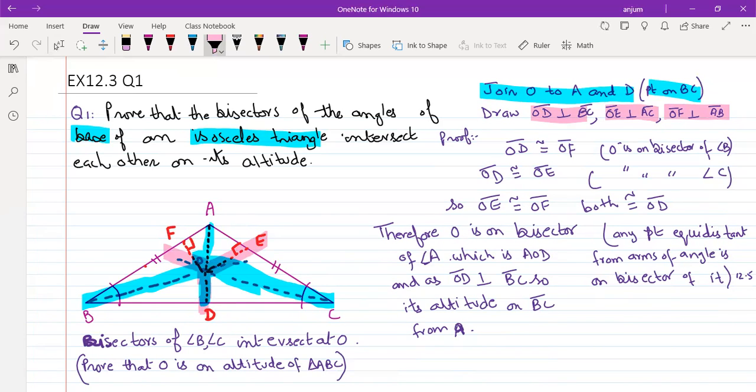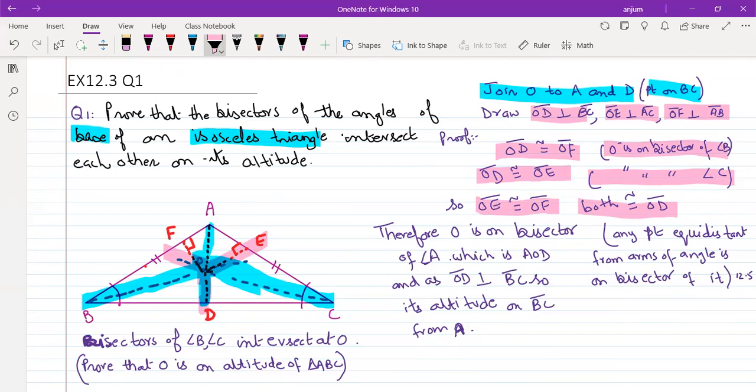As O is on the bisector of angle B, its distance from the arms is equal. So OD is congruent to OF, by using the theorem. Similarly, for the very same reason, as O is on the bisector of angle C, it is equidistant from the arms. So we can say OD and OE are congruent. Combining these two results, OE and OF are both congruent to OD, so they are equal. OE and OF are congruent.